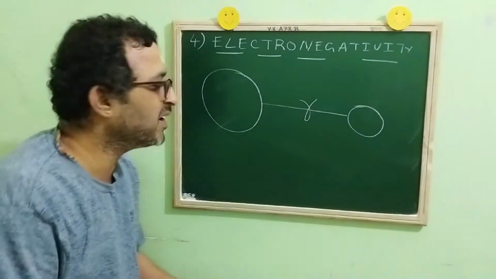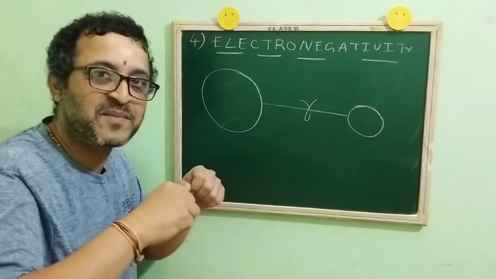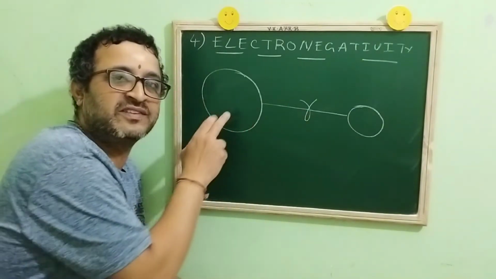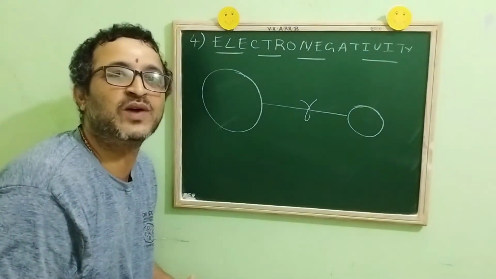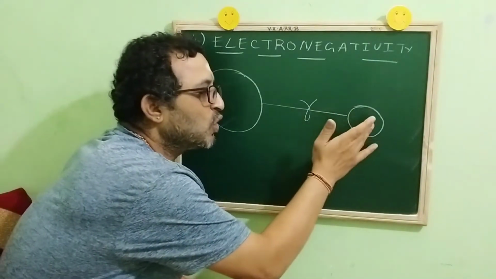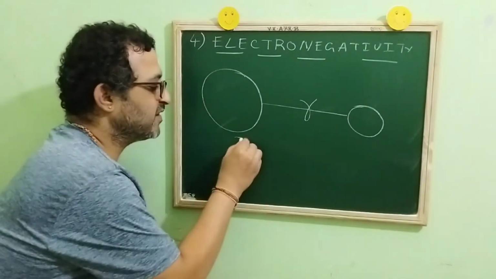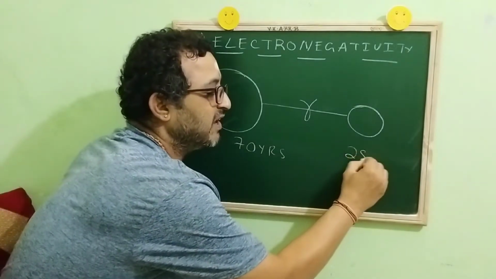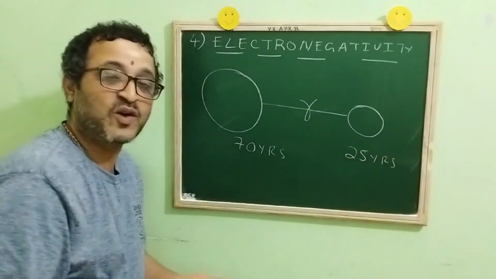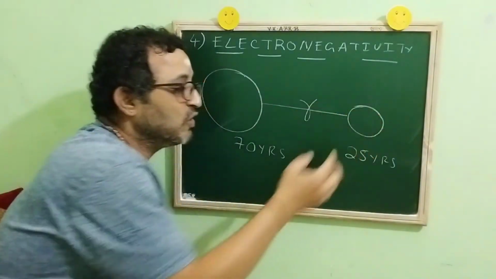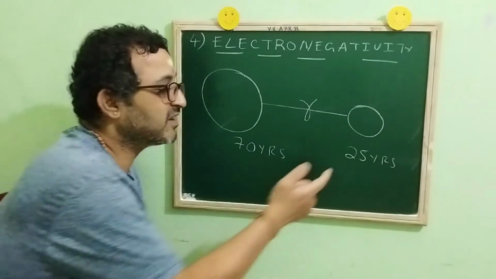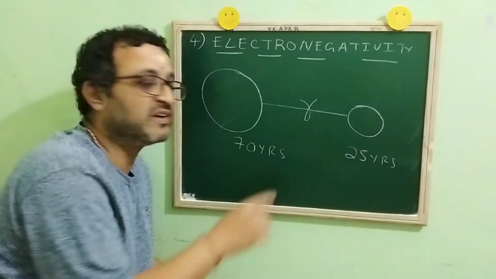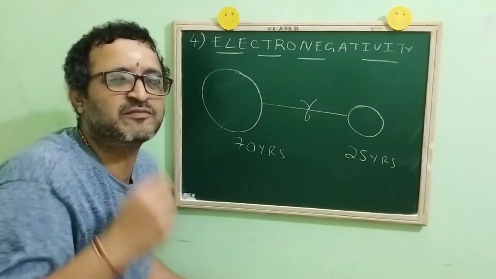Obviously, you people are thinking that this fellow is bigger and this fellow is a little lean, so the knot will be closer towards this fellow. But actually, it is not going to happen like that. The knot will go closer towards this fellow. Why? Because this fellow's age is 70 years and this fellow's age is 25 years. Common sense says that out of these two fellows, he is more strong. So that's why the knot will go closer towards this fellow. Now children, this is a small example.